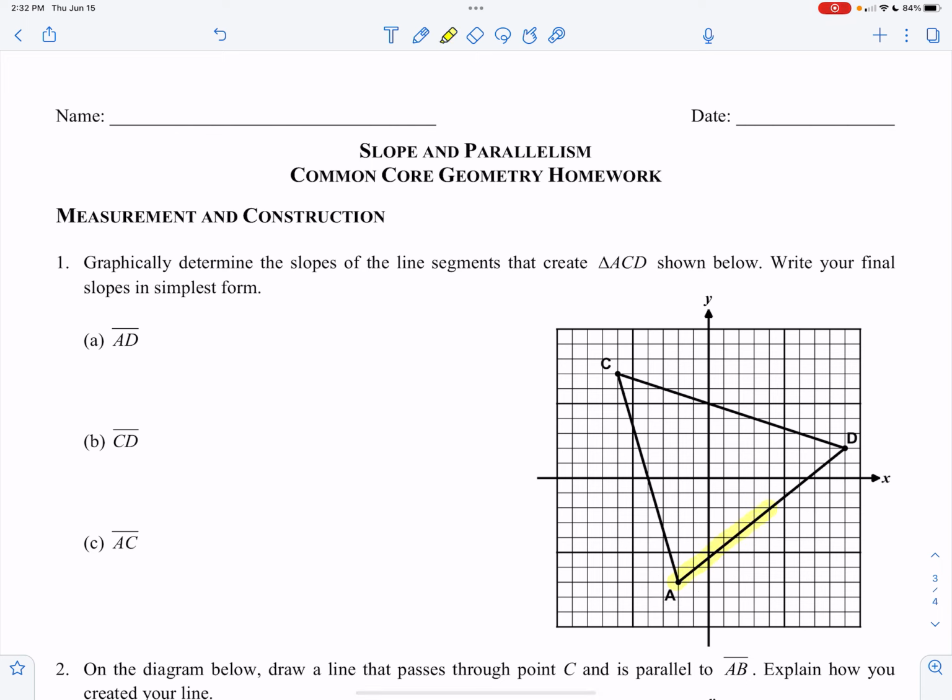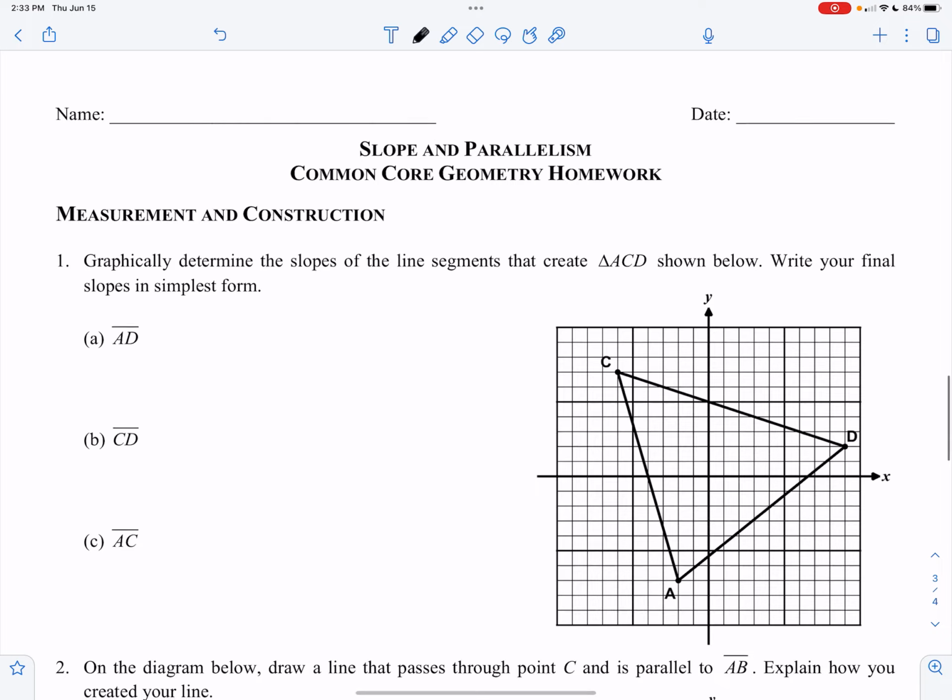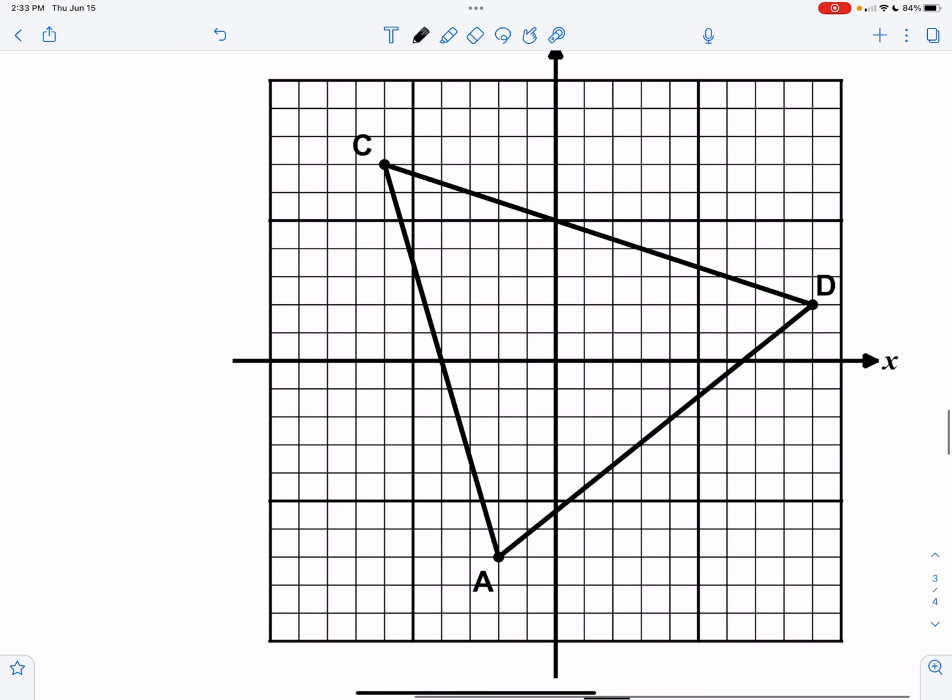And there's two ways we can find this slope. I'm going to show you both ways, and then I'm going to show you for CD and AC, segment CD and segment AC, kind of what I feel to be a more efficient and faster way. And then from that point, you choose what works best for you, okay? So for AD, there's two ways we could do this. One way is to first list all the coordinate points for ACD.